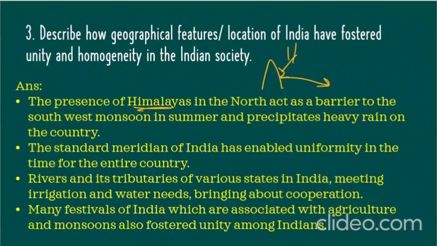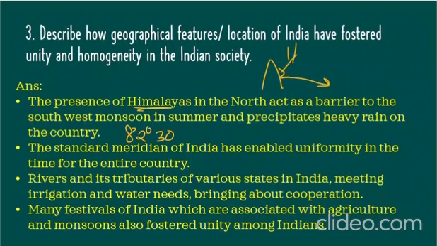Now, talking about the standard meridian, what is it? 82 degrees 30 minutes. That is the standard meridian of India. It has enabled uniformity of time in the entire country. Time is proper, right? It's not like in one place it is 2 o'clock and in another place it is 5 o'clock, no, right? So the standard meridian is there for a uniform time and homogeneity.